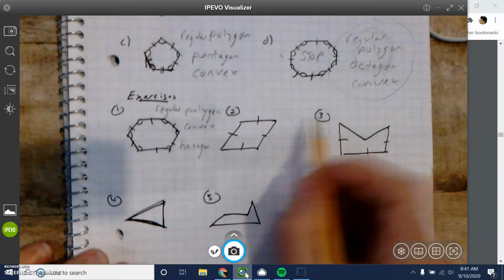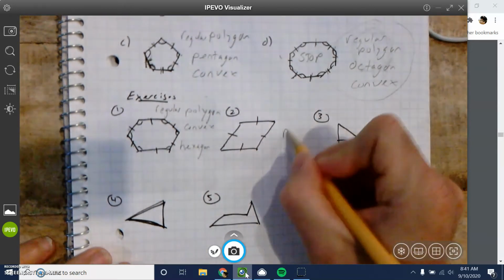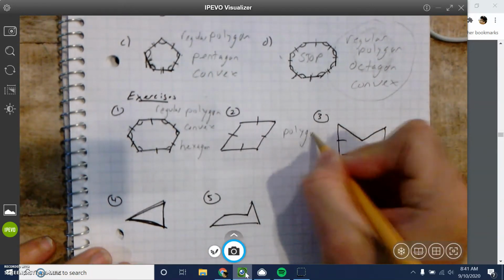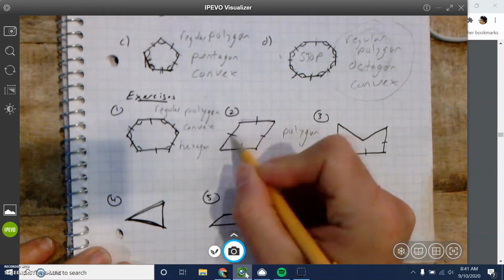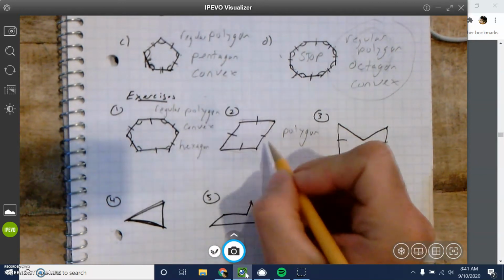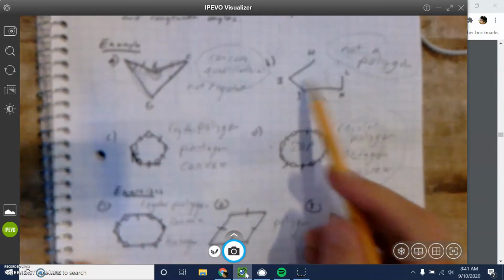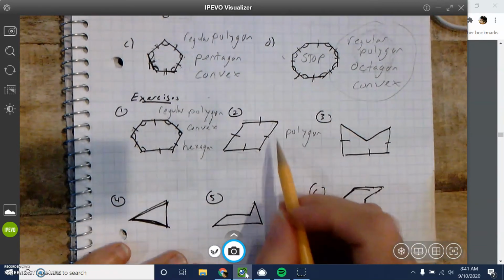All right, number 2. This is a polygon, obviously, because it's all straight sides and it's closed. It doesn't have an opening like this. Doesn't have an opening. All the sides are straight. Okay. Is it regular?